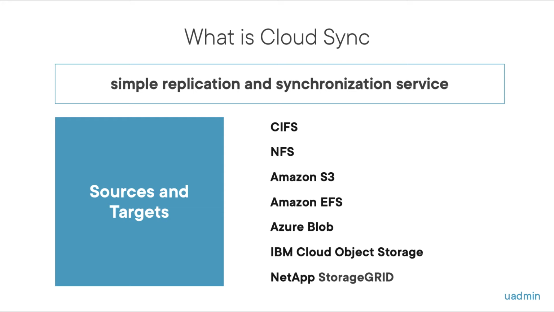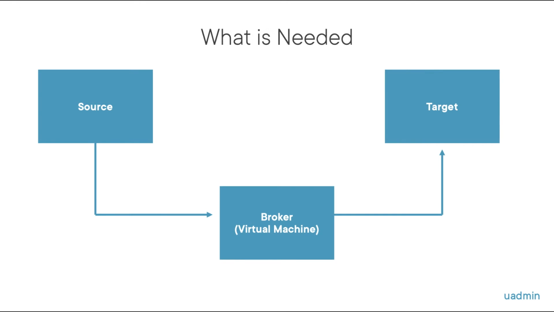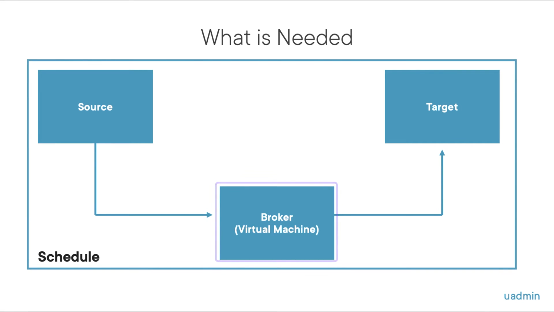And it supports some of the major protocols like CIFS, NFS, and others, as you can see. To set up a Cloud Sync relationship, you need 3 players. First, there's the source, which can be any of the services from the previous slide. And then there's the target, which can also be any of these services. And finally, there's the broker, which is a virtual machine which will do the actual data transfer. And to get this relation to actually work, you can use a schedule that will perform the updates at moments that you want. Now let's see how you can set this up.